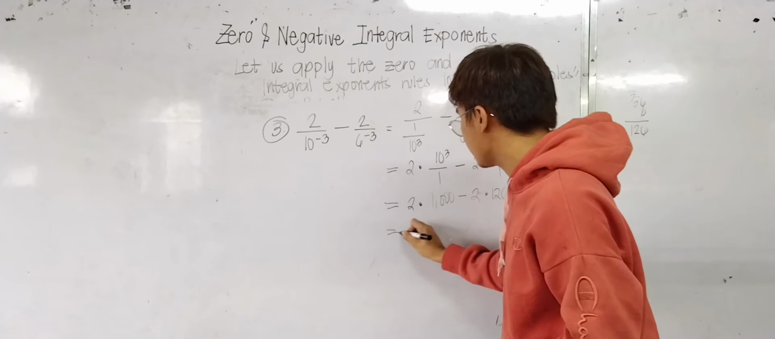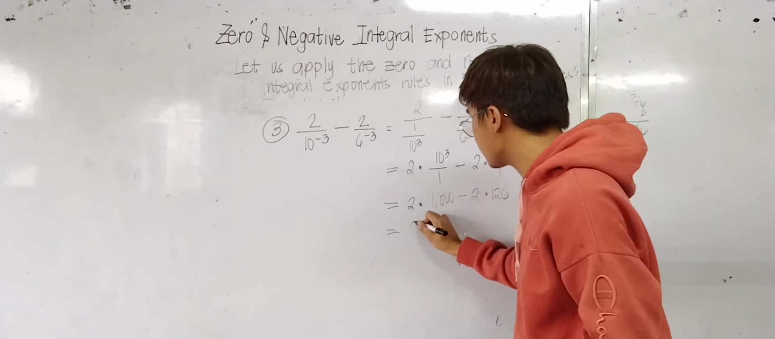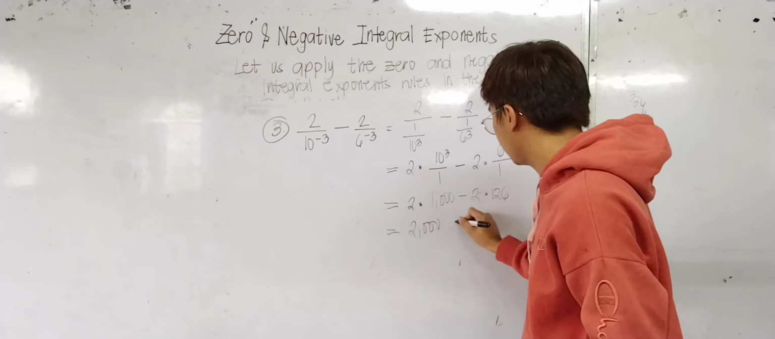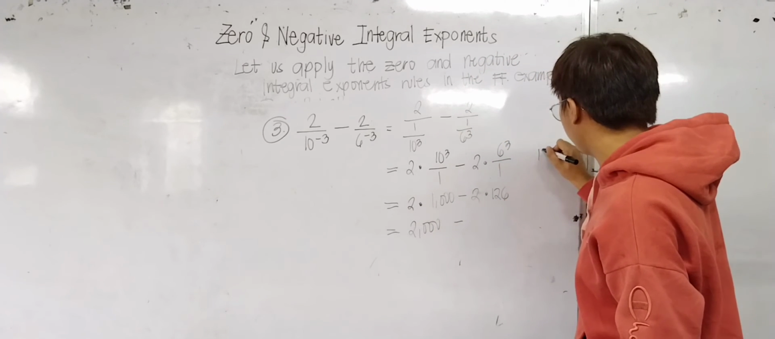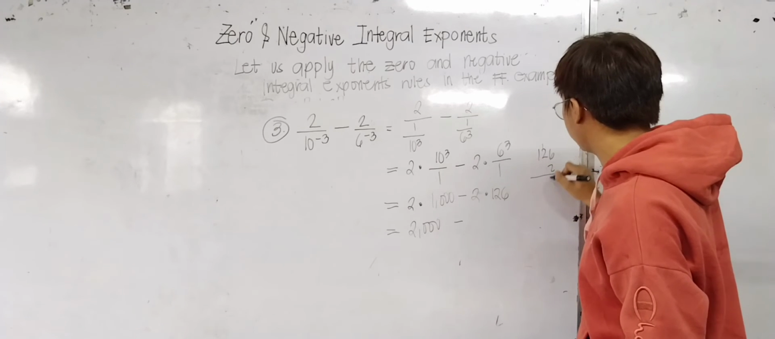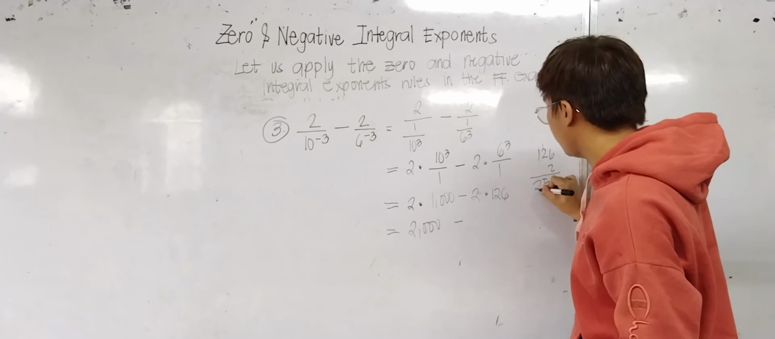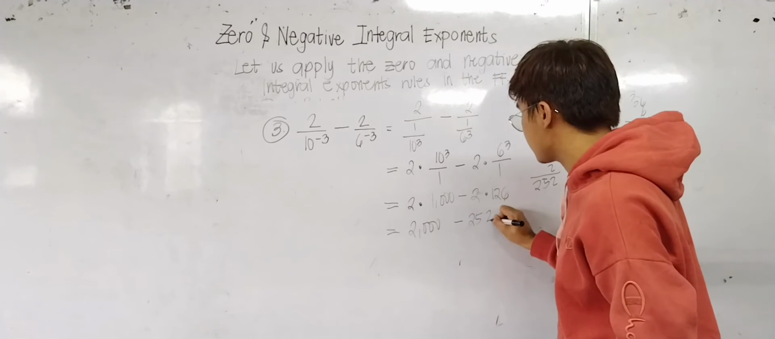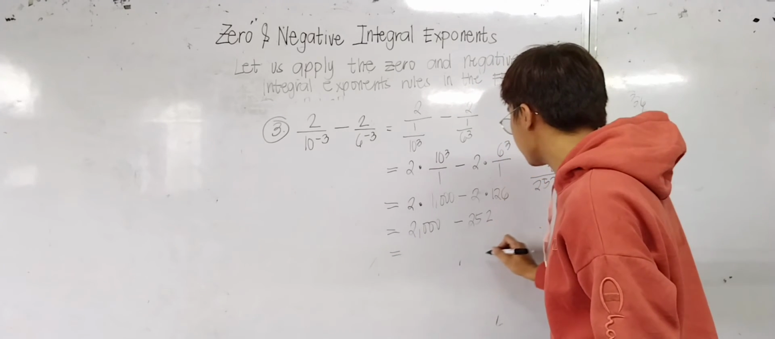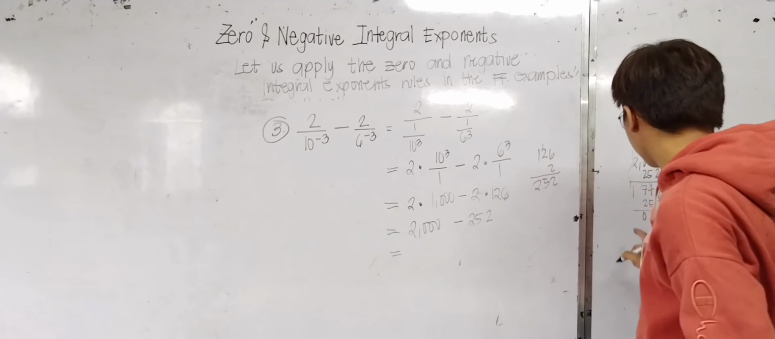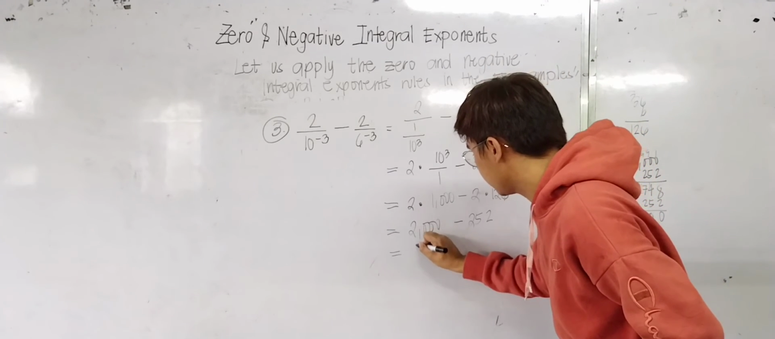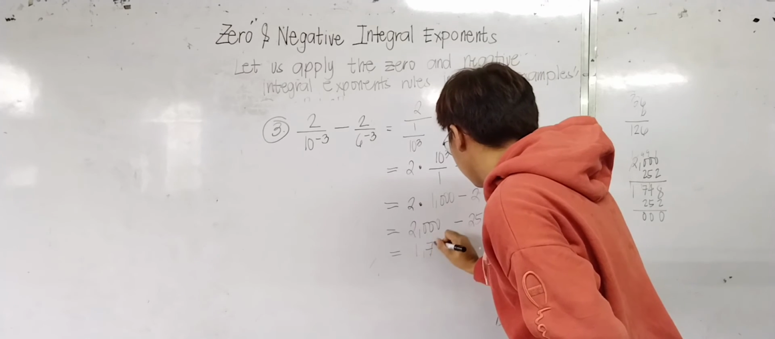So we have here, simplify 2 times 1,000. So we have 2,000. Minus 2 times 216. So we have 216 times 2. So we have 432. Now subtract 2,000 minus 432. The result will be 1,568.